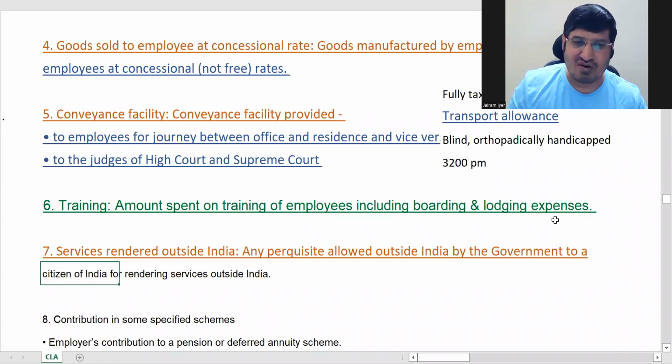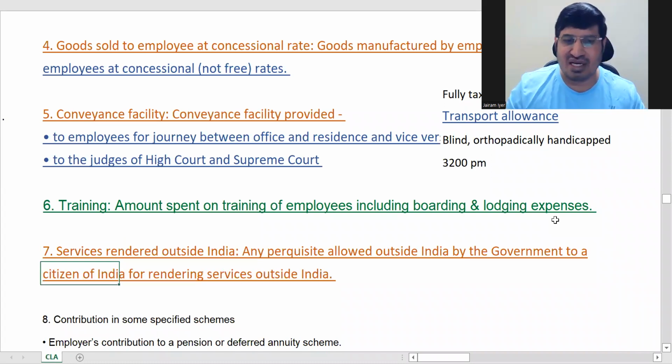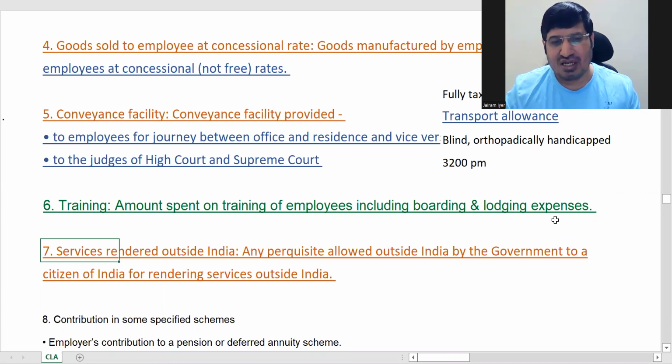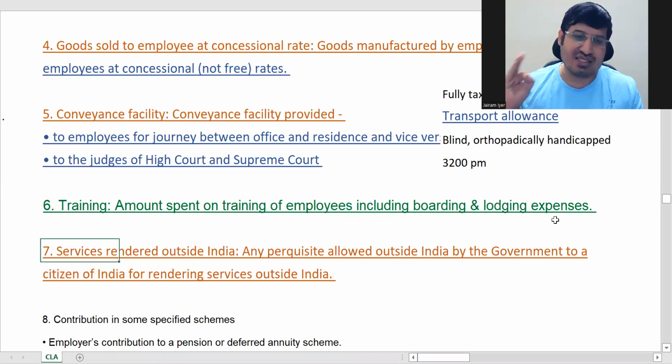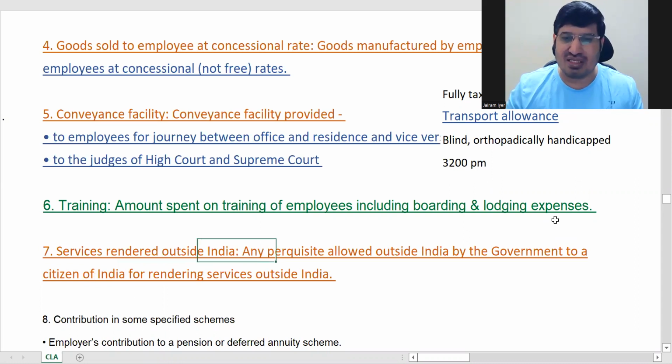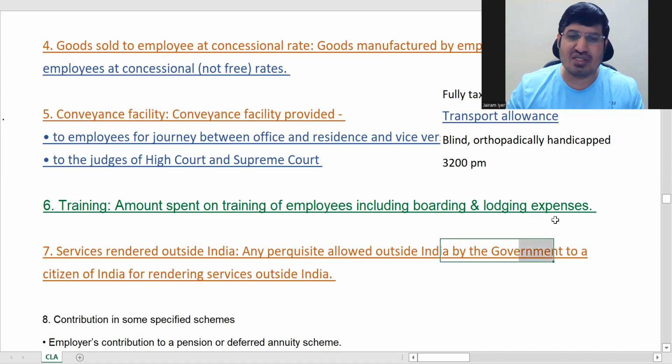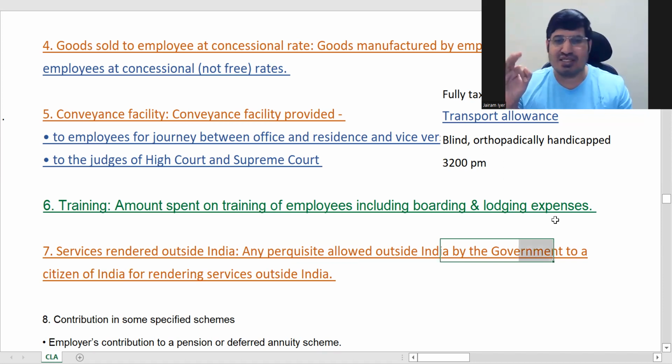Okay, now this point has come again: services rendered outside India. Perquisite allowed outside India by the government to a citizen of India for rendering service outside India. This point is touched in 3 cases. Can you tell me what the 3 cases are? Services rendered outside India by an Indian citizen, the employer is government. There are 3 cases which I have been telling you many times.